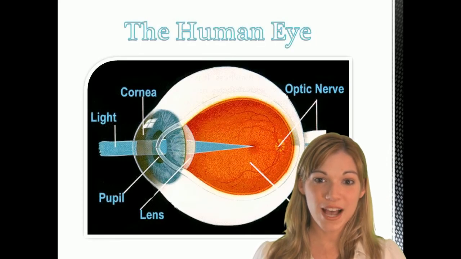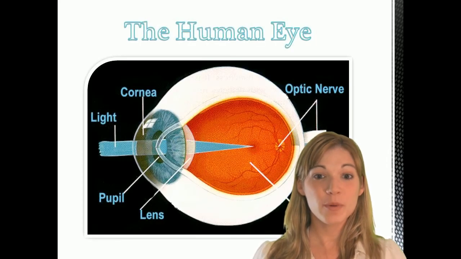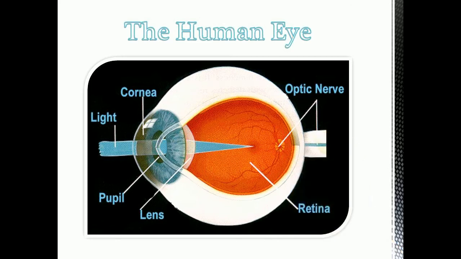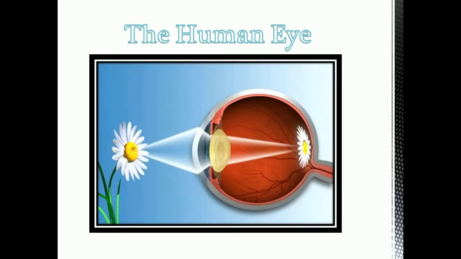First, let's see how the eye works. Reflected light enters the eye through the cornea and lens to project onto the photoreceptors of the retina, whose impulses converge on the optic nerve. This image is upside down until it reaches the brain, where the images we see are processed.